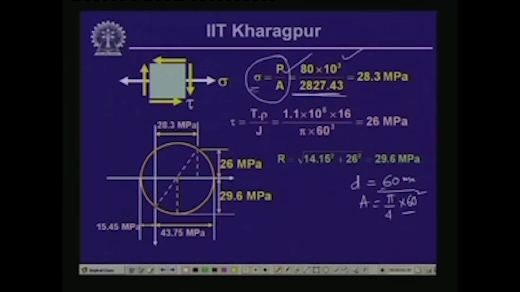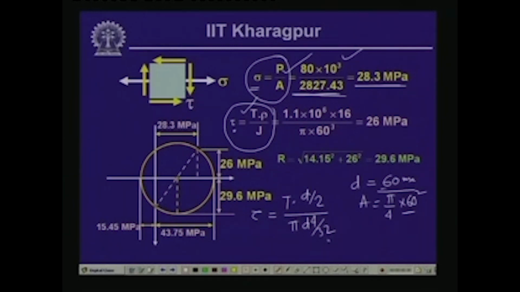So, the value of the normal stress sigma is equal to 28.3 megapascal, and the value of the shearing stress tau, as it gets developed because of the twisting moment T, is equal to T times rho by J. In terms of the diameter, tau equals T times rho, with rho as d by 2 and J as pi d^4 divided by 32.